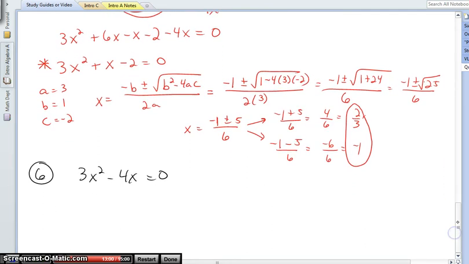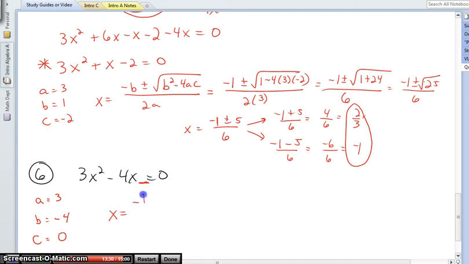Alright, last one. It's already equal to 0. I only have two terms, so I need to decide what's a, what's b, and what's c. A is the number in front of the x squared, so that's 3. B is the number in front of the x, so that's negative 4. And c is the just plain number. So what is just the number out here? There isn't anything, so it's just a 0.